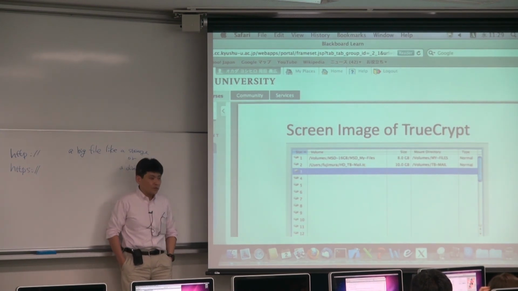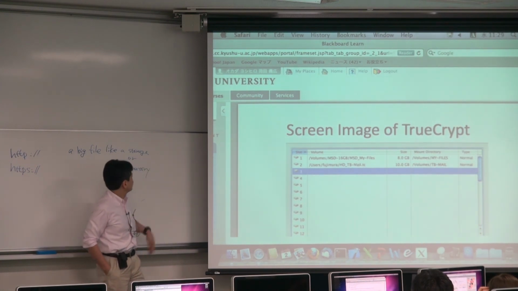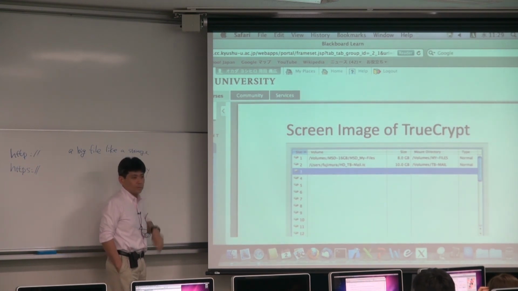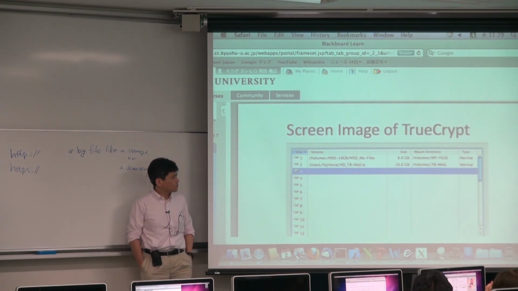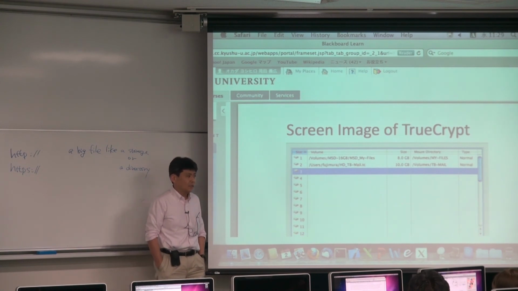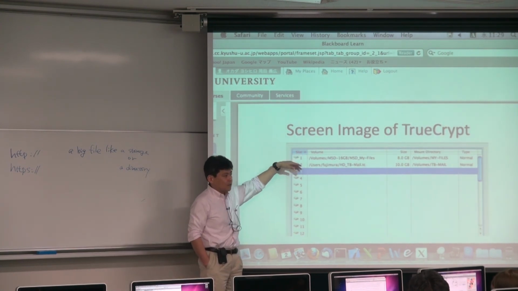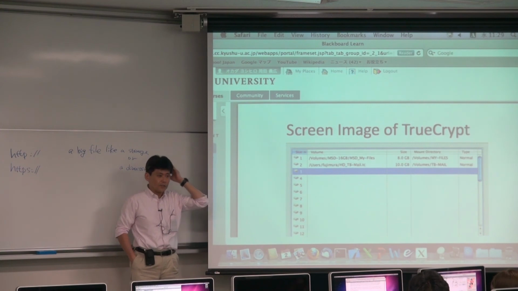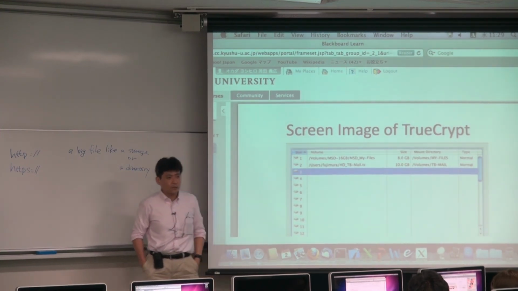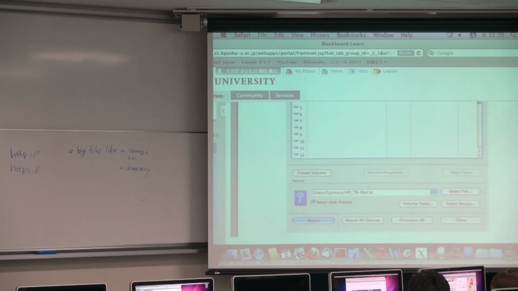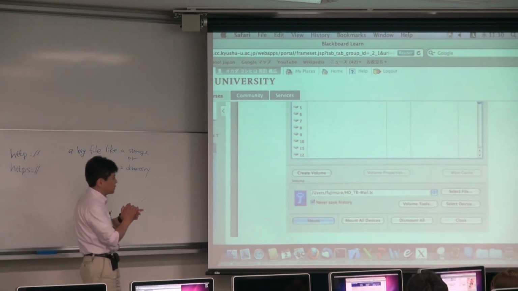If you want to access these files again, you enter the same password to mount the storage or directories. If you enter the corresponding password correctly, the storage will be mounted, and you can access the files inside the storage or directories. Okay. So this is the end of today's lecture.